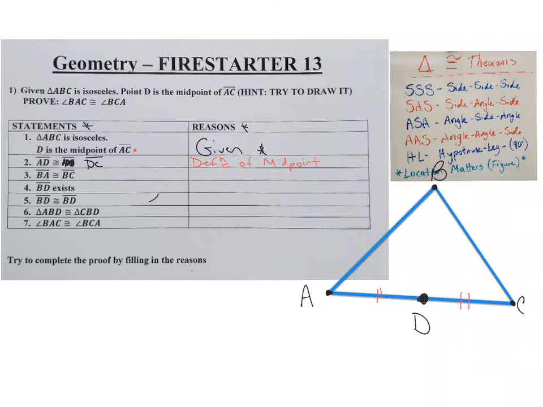Now BA congruent to BC, so we're saying this guy right here. I'm going to do a different color. We'll say this guy right here is congruent to this guy right here. Well, why is that? Well, they told me that the triangle is isosceles, so I know I get to say that's the definition of isosceles.